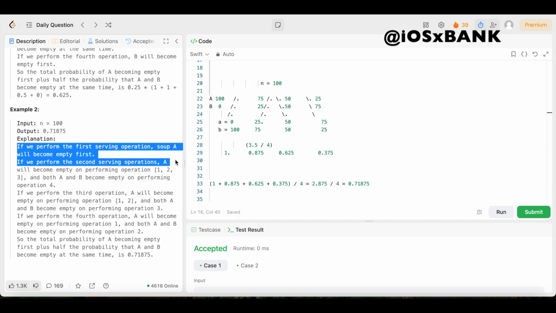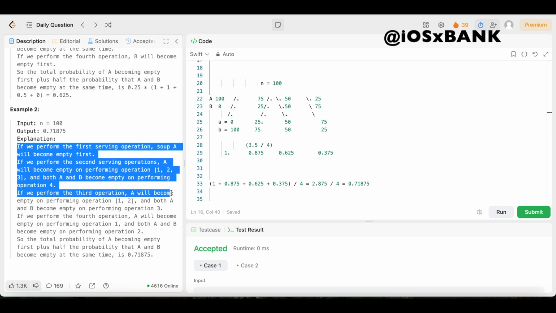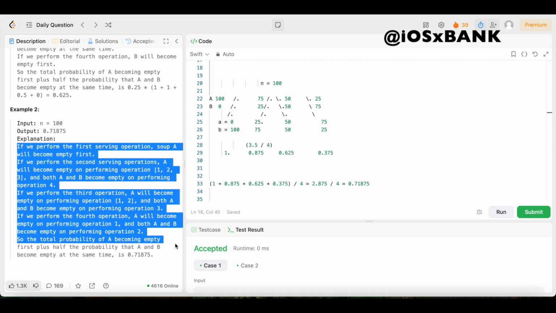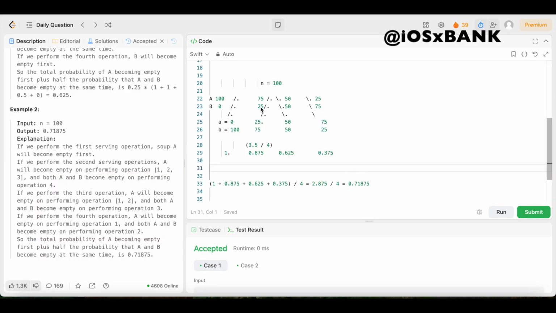Explanation says if we perform the first serving operation, soup A will become empty first. If we perform the second serving operation, A will become empty on performing the operation 1, 2, and 3, and both A and B become empty on performing operation 4. If we perform the third operation, A will become empty on performing operation 1 and 2, and both A and B become empty on performing operation 3. If we perform the fourth operation, A becomes empty on performing operation 1, and both A and B become empty on performing operation 2. So the total probability of A becoming empty first plus half of the probability that A and B become empty at the same time is 0.71875. So let's look at this decision tree once again so we can see how they got that.